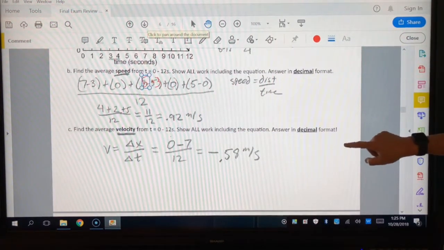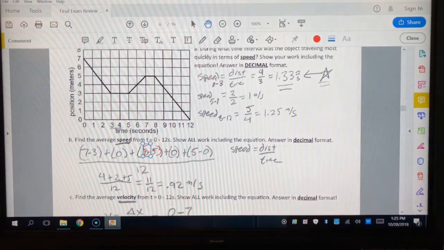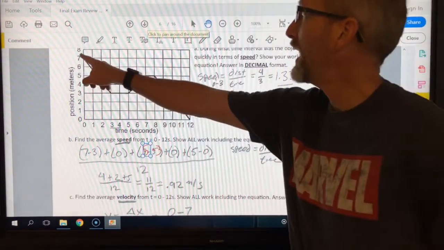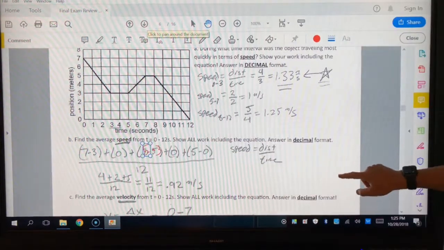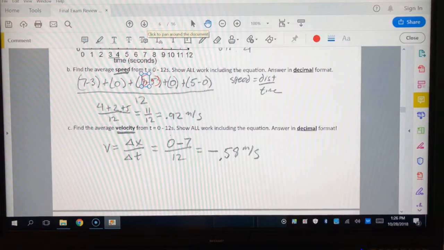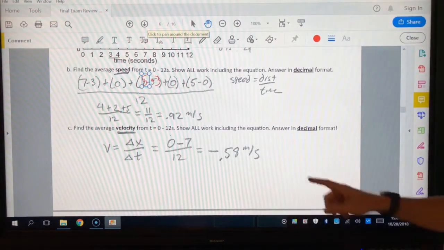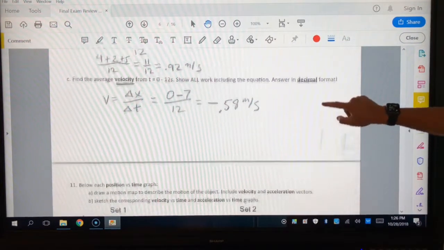They want us to find the average velocity from 0 to 12 seconds. You'll notice that I have traveled from here to here, so my change in position is 7. My change in time is 12, and so I'm going to have -7 because my final position is 0, original is 7, and I'm going to divide that by 12, and I get -0.58 meters per second.